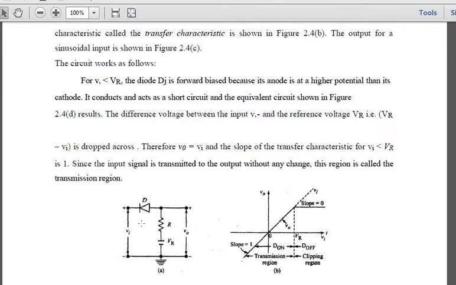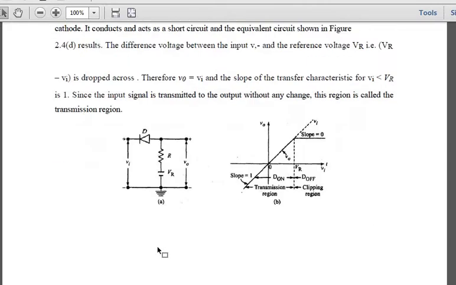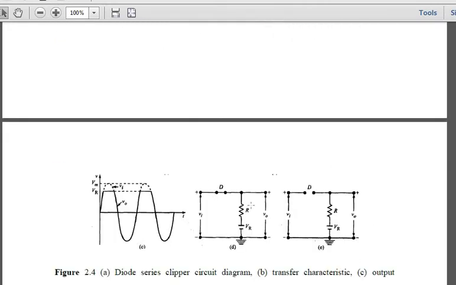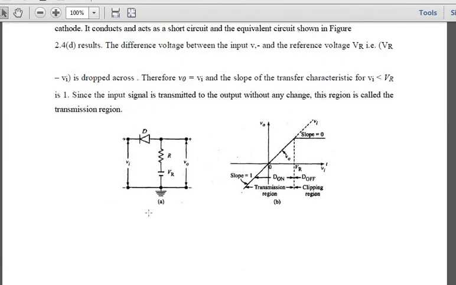So here it will be conducting and acting as a short circuit, and the equivalent circuit is like this. Here this is a short circuit. The condition here is Vi less than the reference voltage, so this part of the sinusoidal wave will be clipped off on the positive reference voltage.